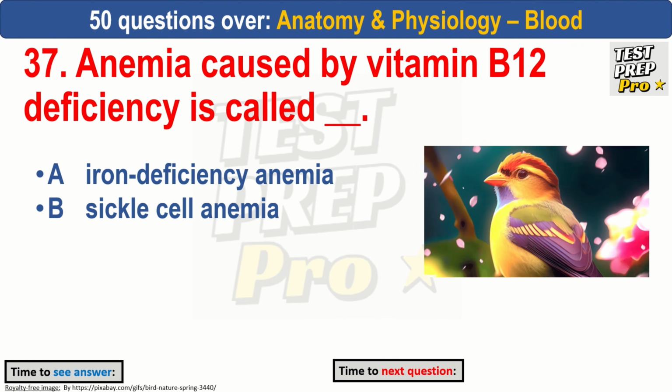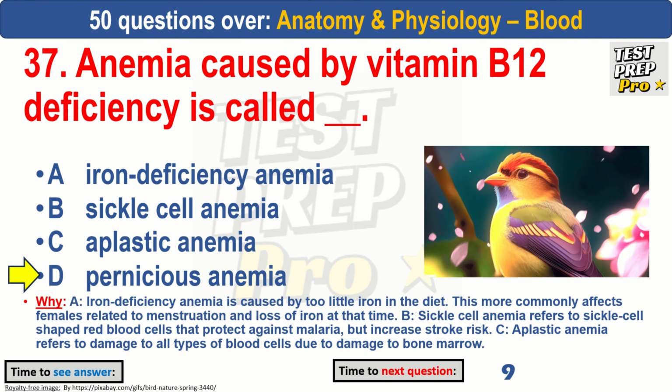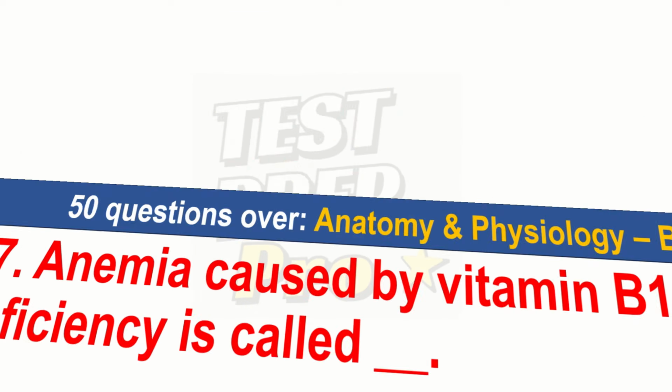Anemia caused by vitamin B12 deficiency is called blank. Is it A, iron deficiency anemia, B, sickle cell anemia, C, aplastic anemia, or D, pernicious anemia? So again, anemia means your red blood cells are not working properly. This type is called pernicious anemia, where if you don't have enough B12, your red blood cells won't form correctly, and they won't be able to transmit oxygen effectively. This is more common in older adults.